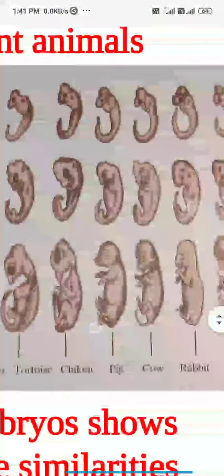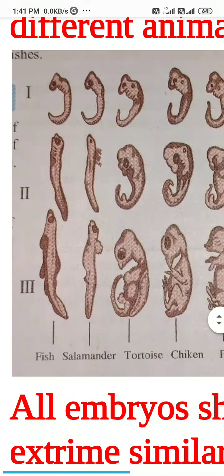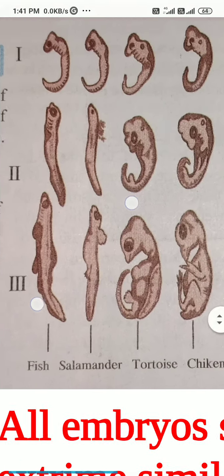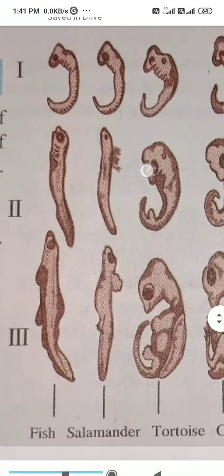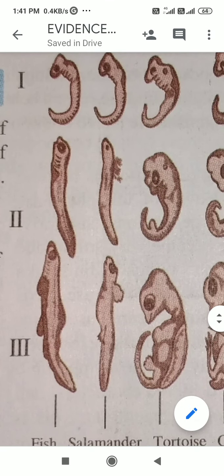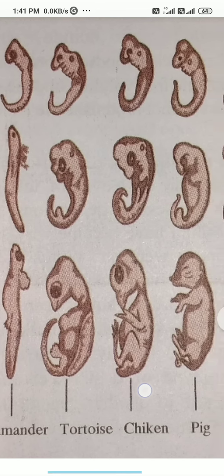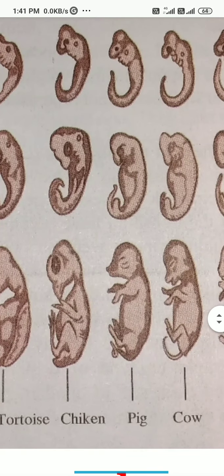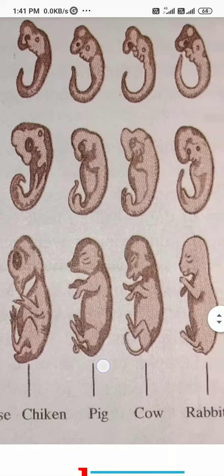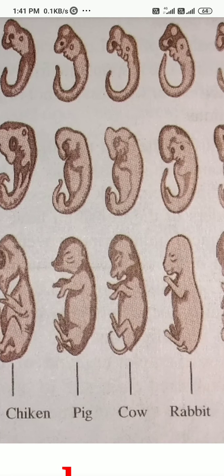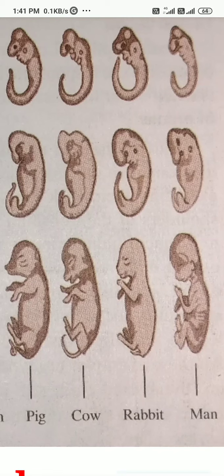Friends, observe this diagram. These are embryos. First is the example of a fish embryo. Three stages are given: 1, 2, 3. Second is of a salamander. Third is of a tortoise. Fourth is of a chicken. Fifth is of a pig. Sixth is of a cow. Seventh is from a rabbit. And eighth is of a human, man. Three stages are given for each animal.